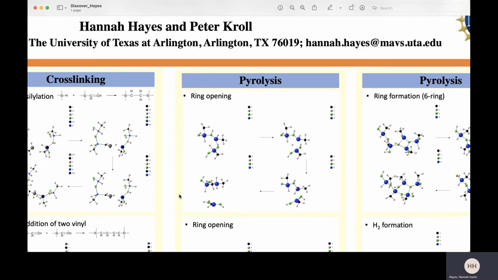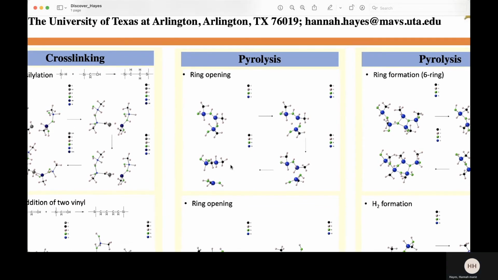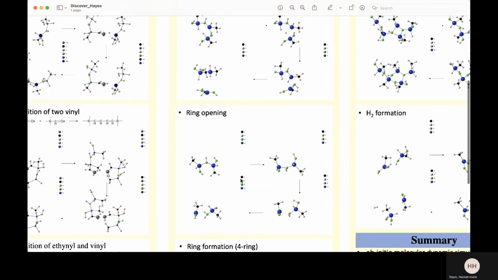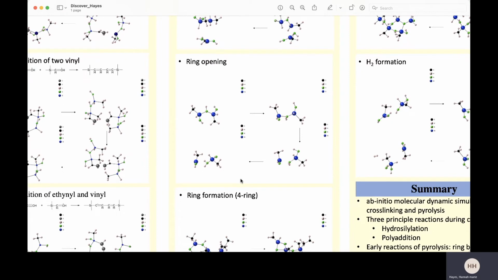For this pyrolysis reaction, we first observe a ring opening reaction where this hydrogen atom leaves the silicon and then moves to a neighbor silicon, and the nitrogen silicon bond is broken, opening the ring. This was from a larger Si15 ring model. The next ring opening reaction is seen from the hydrogen now leaving from a nitrogen instead of a silicon. Again, the nitrogen silicon bond is broken, opening the larger ring system.